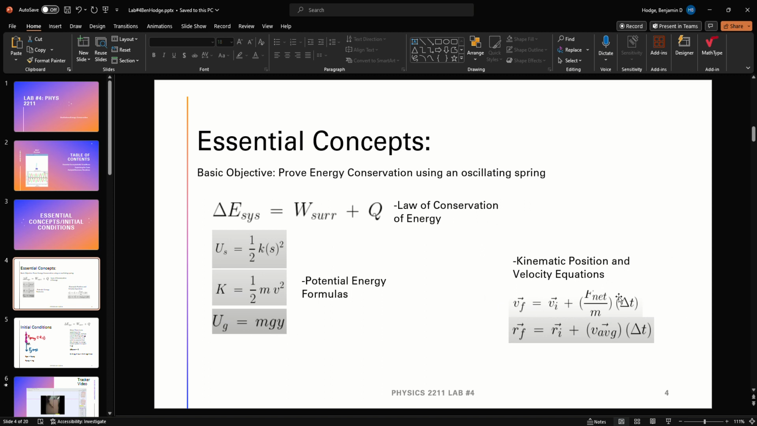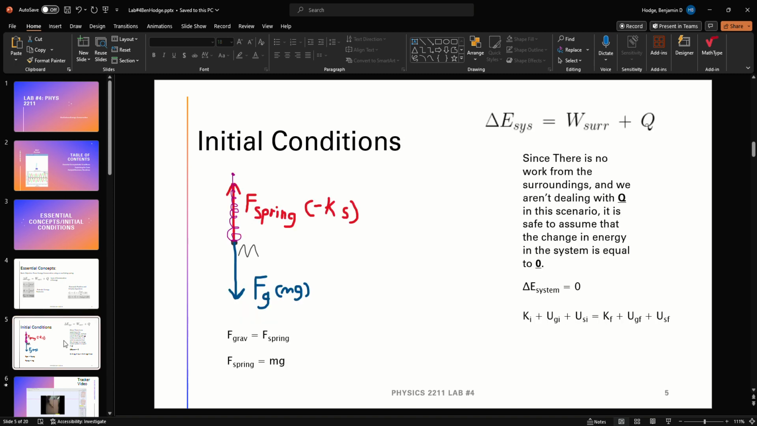Then, of course, for the coding purposes, we're going to be using a lot of kinematic position and velocity equations, but we've done that pretty frequently, just calculating Fnet and plugging into these to get their respective movements. For the initial conditions of the system, we're going to have a spring force pointing upwards as we are moving the spring past its relaxed length. It's going to be pushing upwards against the force of gravity, which is pointing the exact opposite direction. As you can see here, they're equal and opposite.